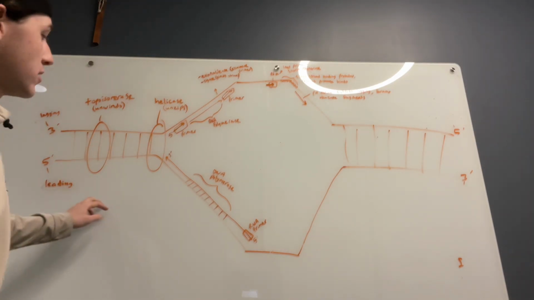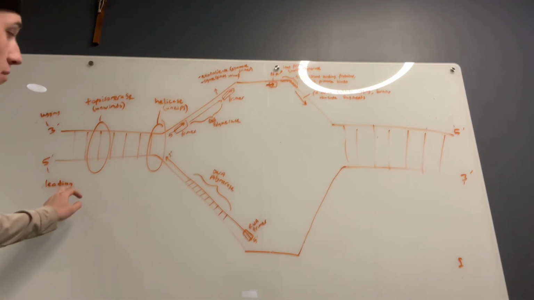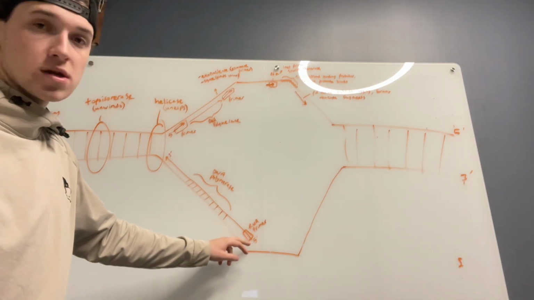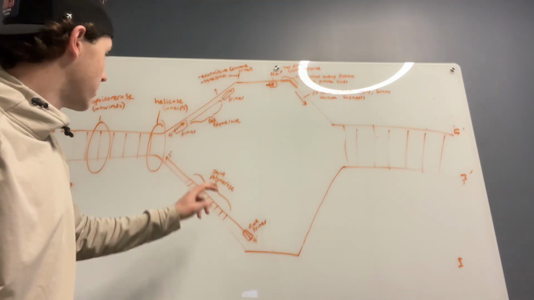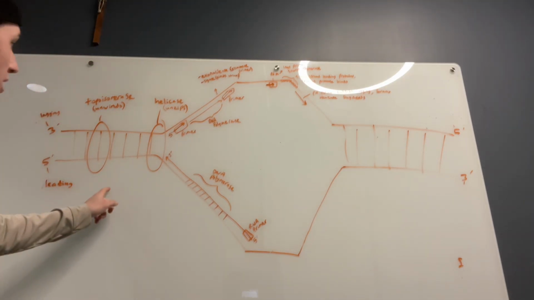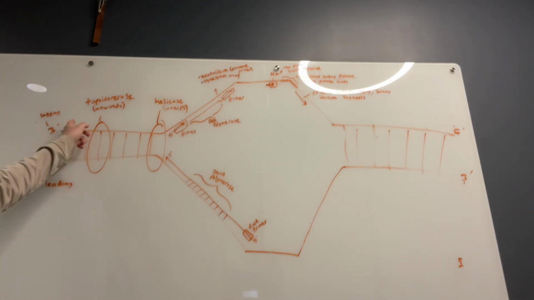And off the bat you can tell that the bottom one is the leading strand because the replicated DNA is going to go from 5' to 3' into the replication fork. So off the bat you can tell that the bottom is leading and the top one is lagging.